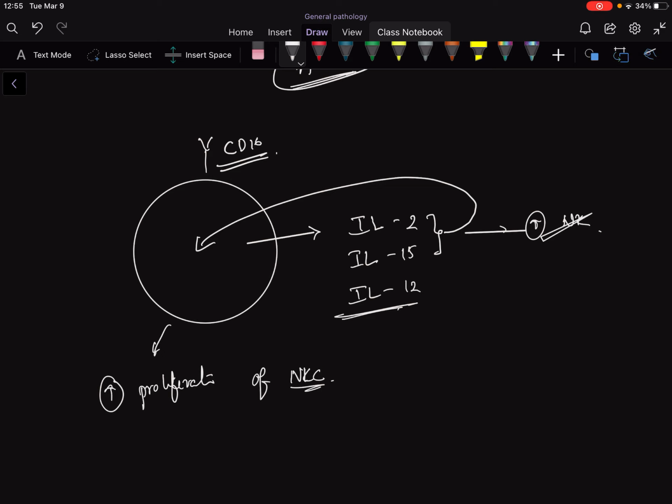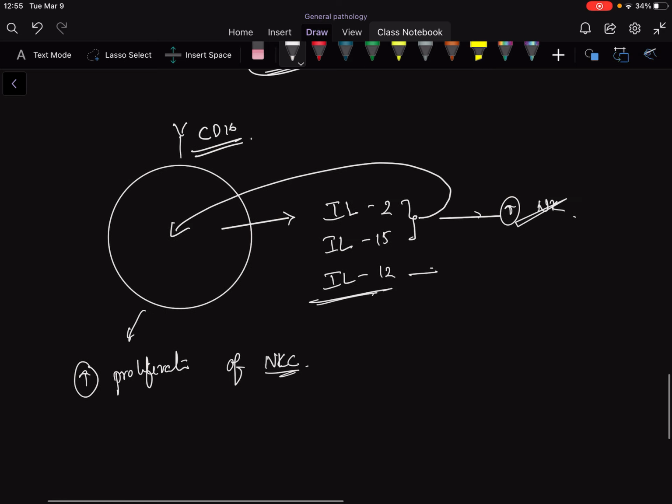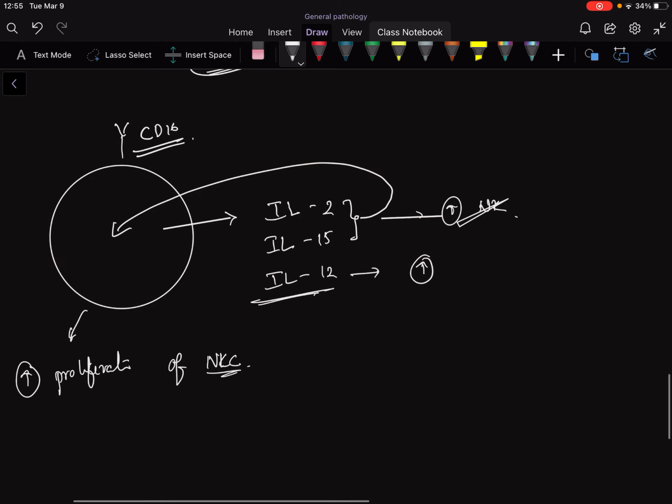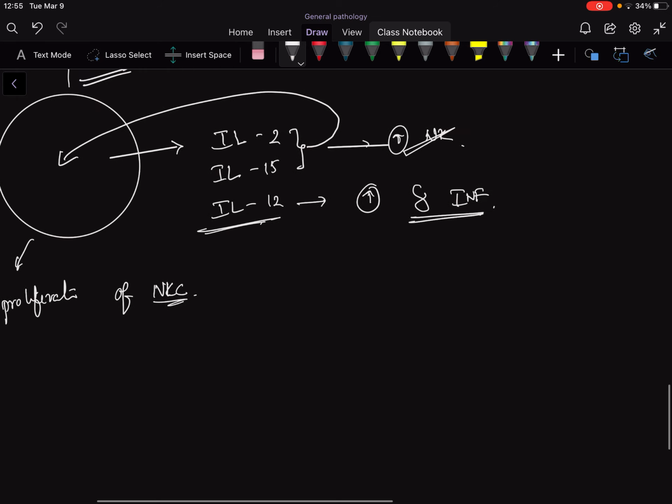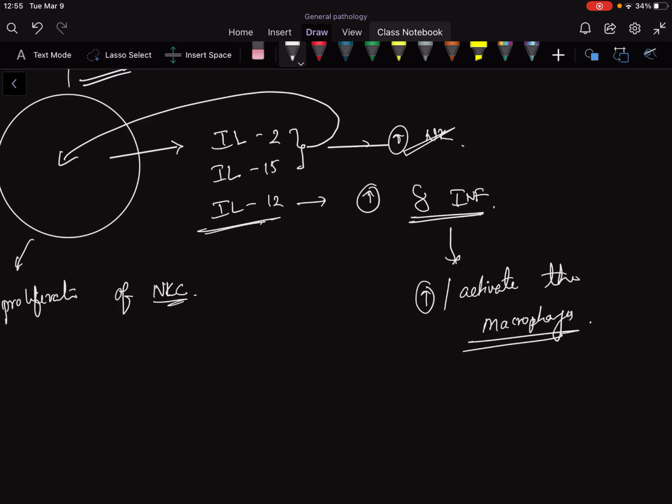Aside from that, what is the function of interleukin 12? Interleukin 12 will increase gamma interferon. What is the function of gamma interferon? It will activate the macrophages. So that was about natural killer cells.